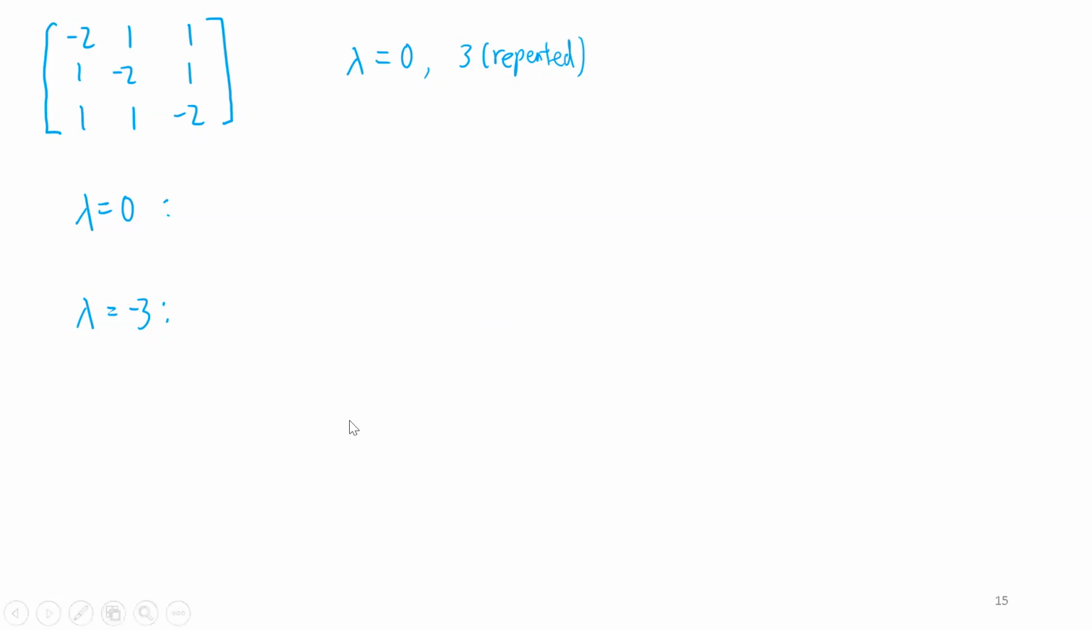In particular, this example is important because again here we see the repeated root, so we need to have some special care for this case. So just take a couple of minutes to try to find the eigenvectors for this matrix.